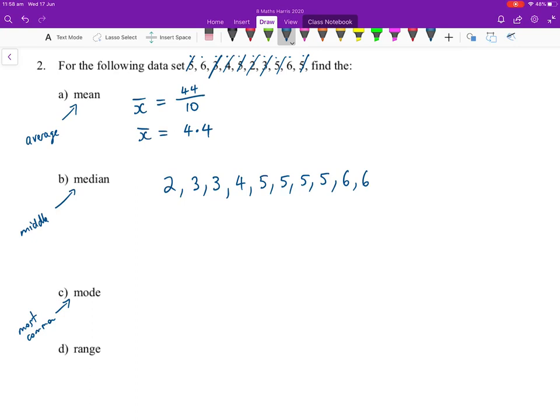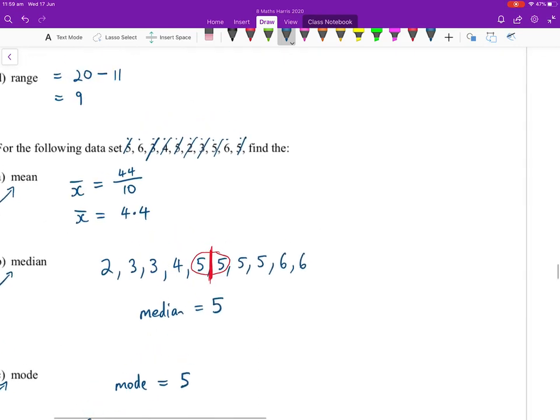Now I know there are 10 numbers. If I want to cut them in half, 1, 2, 3, 4, 5, I put a line, I've got 5 numbers either side. So that's the halfway stage. So I need to look at those 2 numbers. What's halfway between 5 and 5, or the average of 5 and 5? Well, the average is 5. So the median equals 5. Now the mode is the number that happens the most. The number 5 happens 4 times, so the mode is also 5 because 5 happens the most. The range is equal to the biggest number, which is 6, minus the smallest number, which is 2, and that's 4.